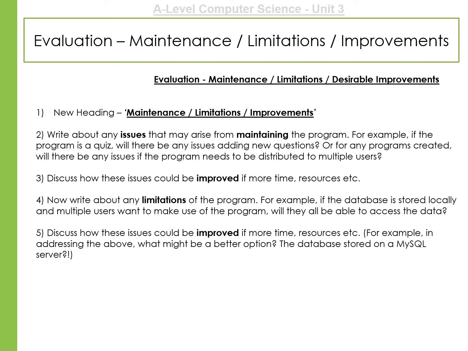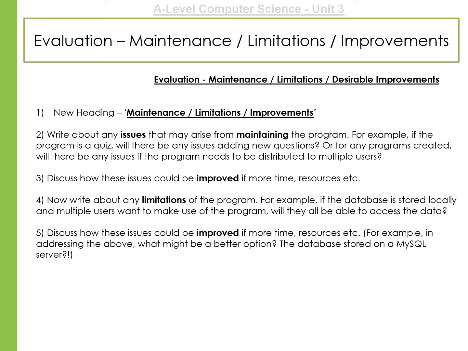The final section of the evaluation is the maintenance, limitations and desired improvements. And again, you'll need a new heading for this. You need to write about any issues that might arise from maintaining the program. Let's have a look at an example. For a quiz, will there be any issues adding new questions or updating this? How could that be done? Or for programs created, will there be any issues that might likely pop up from distribution to multiple users? You need to discuss how these issues could be improved if more time and resources was given, and how you'd go about that. Remember your justification.